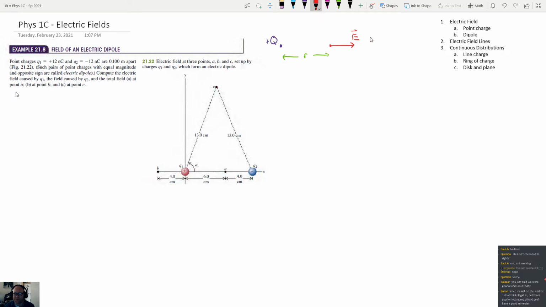And the value of that vector, the magnitude, is given by the electric constant k that we talked about last time, which is something like 9 times 10 to the 9, multiplied by the size of the charge, and then you divide by the distance between the charge and the point. And we call that the electric field of a point charge.